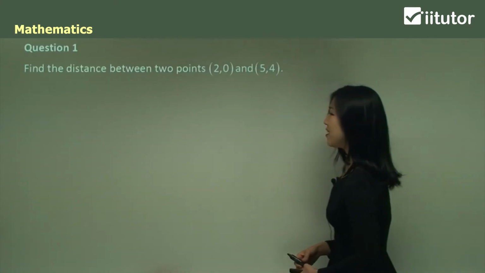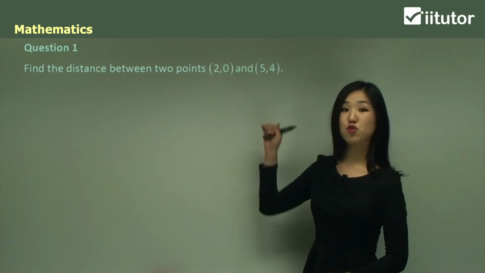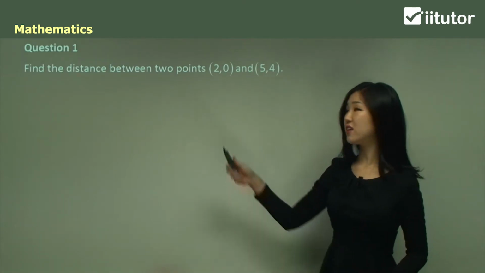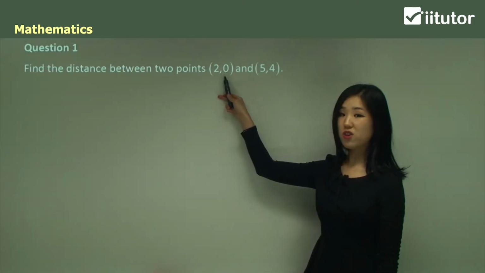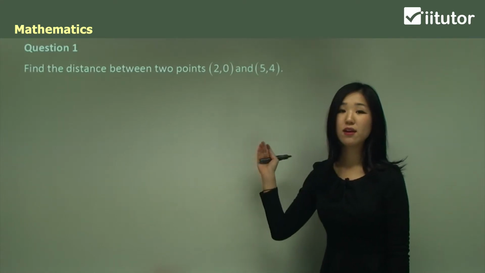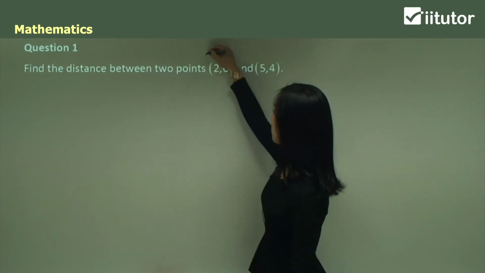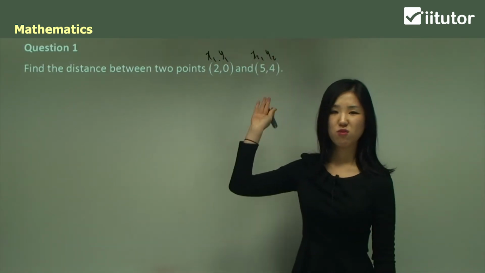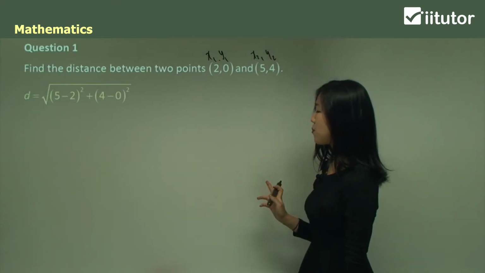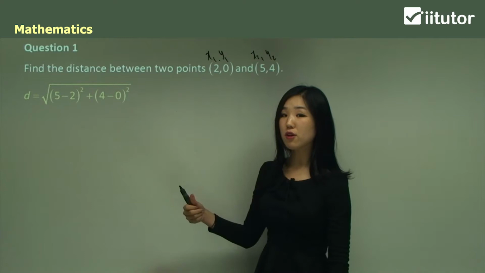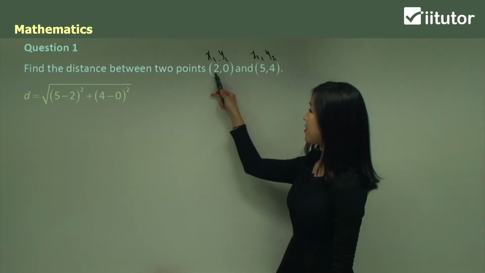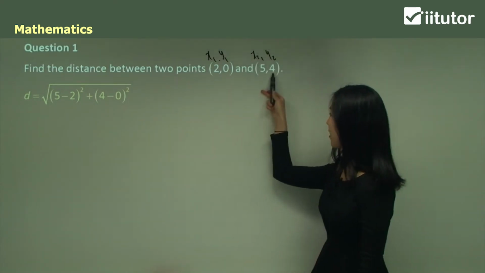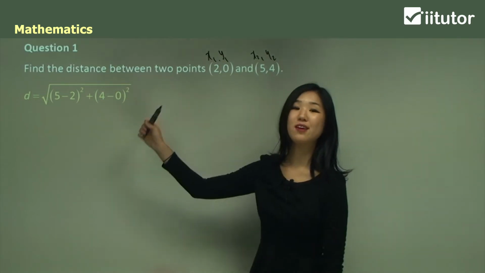Starting with question 1, find the distance between 2 points. They give us two specific points, (2, 0) and (5, 4). You can let anything be x1, y1. You can let this one be x1, y1, or you could let this one be x1, y1. Doesn't really matter. So you can label them if you like. I'll just call this x1, y1, and this one x2, y2, like that. You can do that if you need some guidance. And then I put it into the formula. So d equals the square root of x2 minus x1, so 5 minus 2, the whole thing squared, plus y2 minus y1, so 4 minus 0 squared.